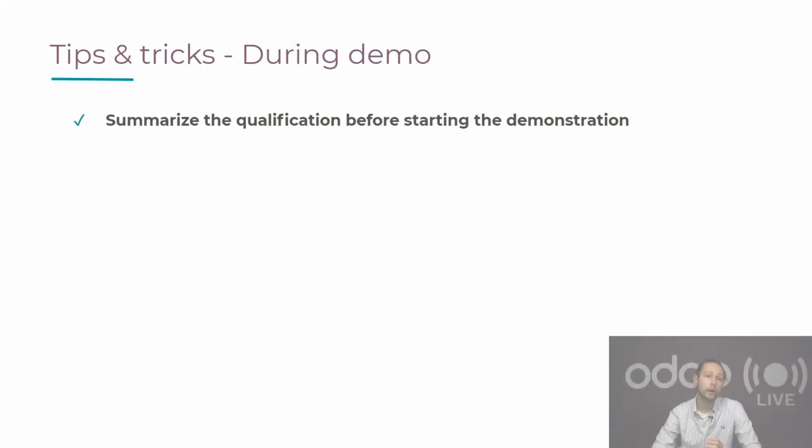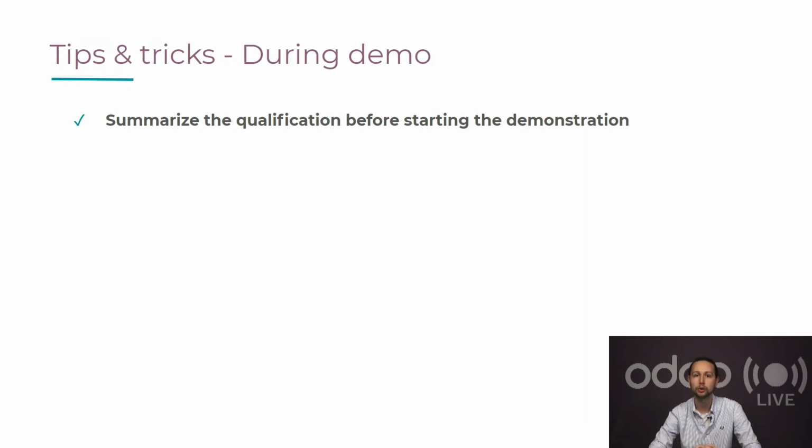First of all, a good way to start, because during the demonstration, you will be in the video conference, you will be sharing your screen potentially, but instead of starting directly with showing the functionalities and the modules, you can definitely start and dedicate 5 minutes to summarize the qualification. That's a smooth way to break the ice, to start the conversation, and to not directly jump into functionalities. So summarize what has been said.